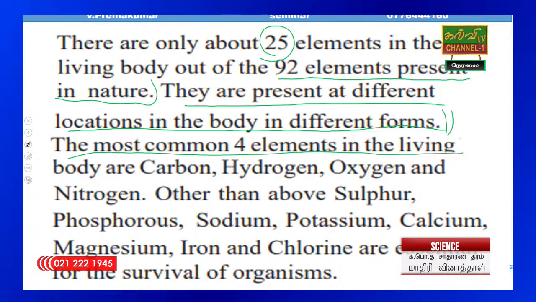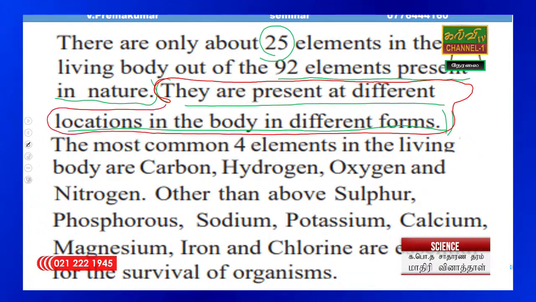So what did they say? They are present at different locations in the body in different forms. The most common 4 elements, right? So initially we should understand this. We will try to understand this sentence.